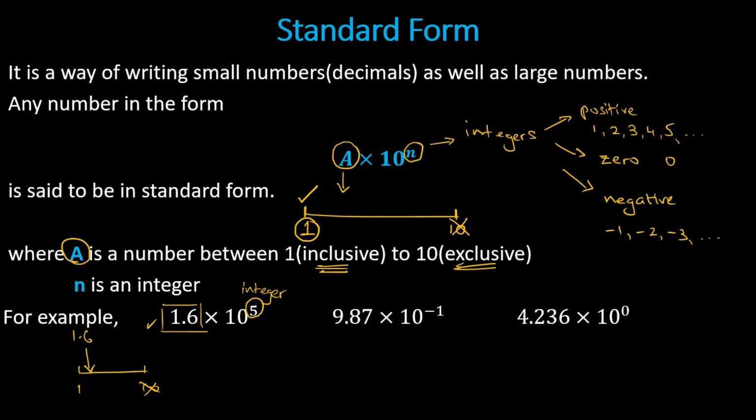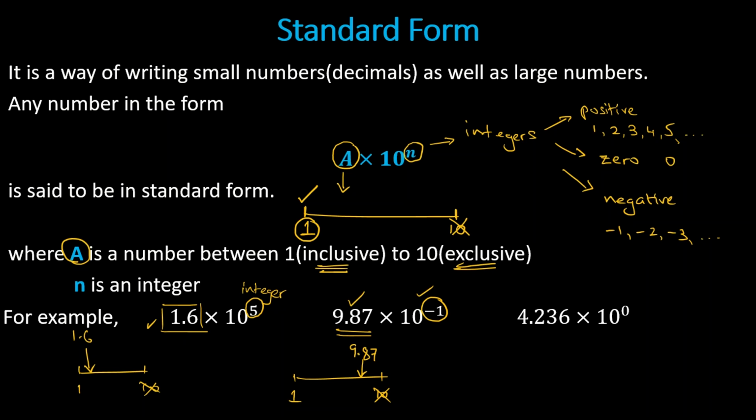Right? The second example, here we have 9.87. It is somewhere close to 10. Yes or no? 9.87. So it is between 1 and 10. This is correct. And negative 1 is an integer. So again, we are dealing with standard form.